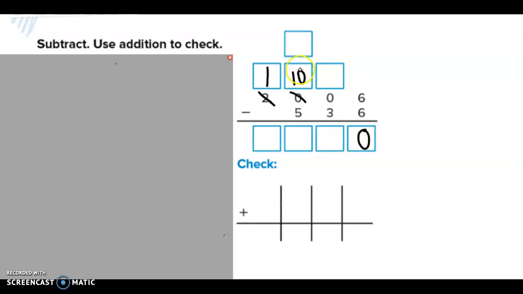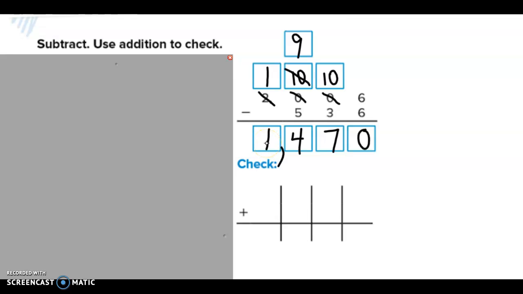However, now that there are some hundreds, we're going to regroup one of those. So instead of 10, we're going to take one of them. We're going to regroup it, so that's why they only have 9 now. We're bringing 10 over here, and there are none already here to combine it with, so all we have is the 10 we just brought over. And now we can do the subtraction. 10 minus 3 equals 7. 9 minus 5 equals 4. And 1 minus nothing equals 1. And I put my comma in between my hundreds and my thousands place.